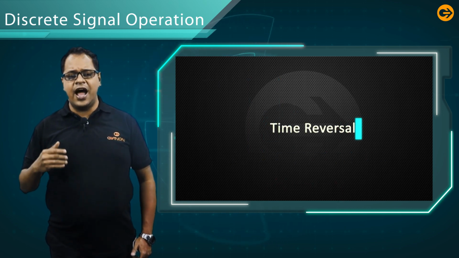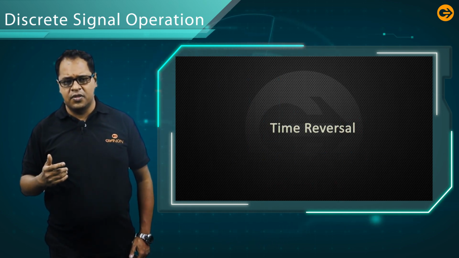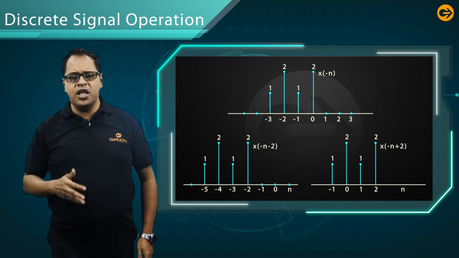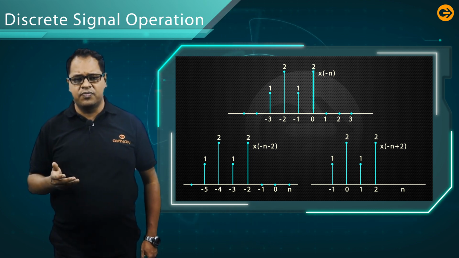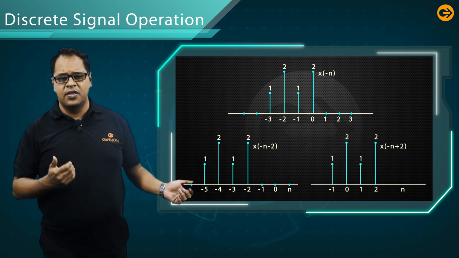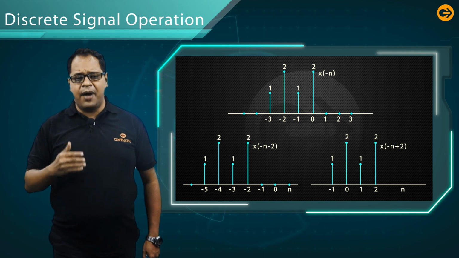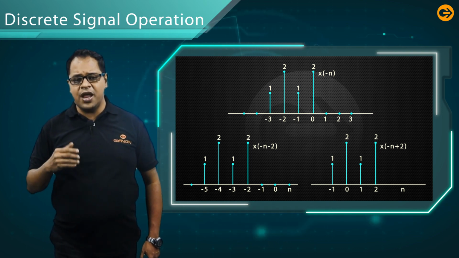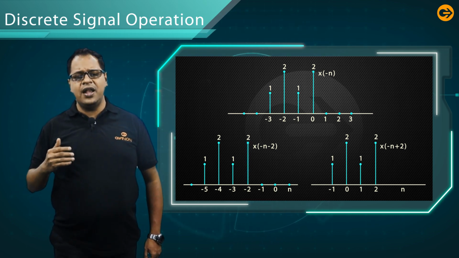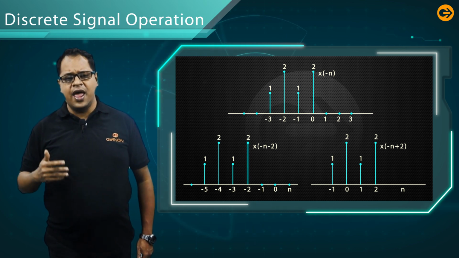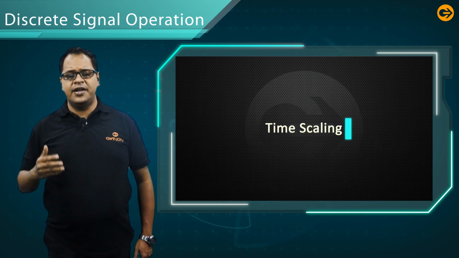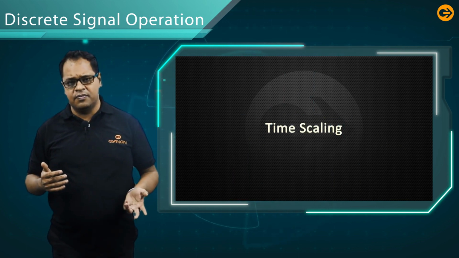Now let us discuss the time reversal operation of the signal. Time reversal of the sequence x[n] can be obtained by folding the sequence about n equal to 0. It is denoted by x[-n] as shown in the figure. The signal x[-n + 2] is x[-n] delayed by 2 units of time. On the other hand, x[-n - 2] is x[-n] advanced by 2 units of time. Now let us discuss the time scaling operation on the signal.